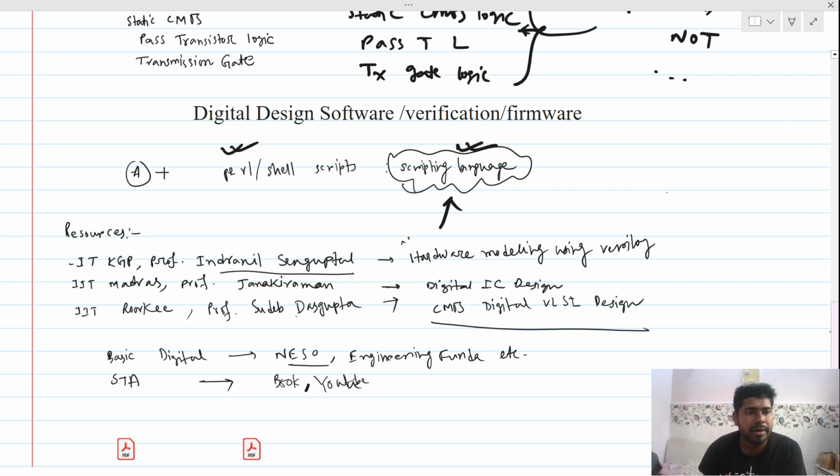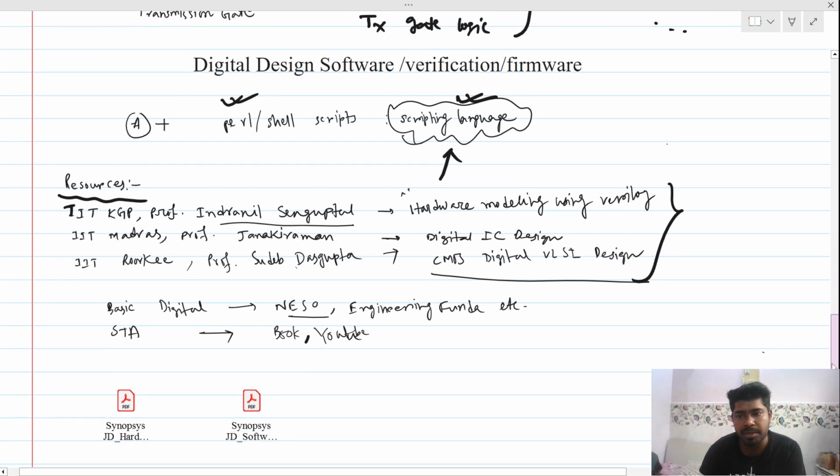And now comes the resources. For Verilog you can study Hardware Modeling using Verilog from Professor Indranil Sengupta, a professor at IIT Kharagpur. Then for digital IC design you can follow Professor Janakiraman, professor at IIT Madras. And for digital CMOS VLSI design you can follow Professor Sudeb Dasgupta, professor at IIT Roorkee. So these are some important resources for the digital domain.